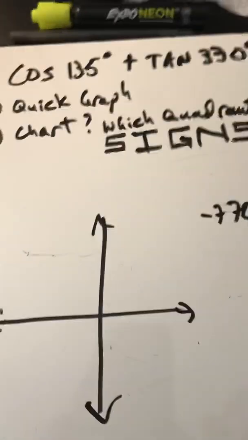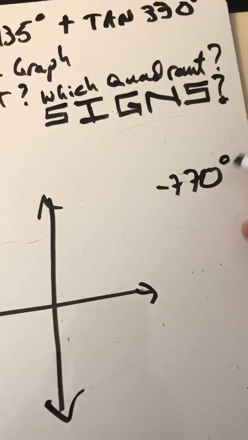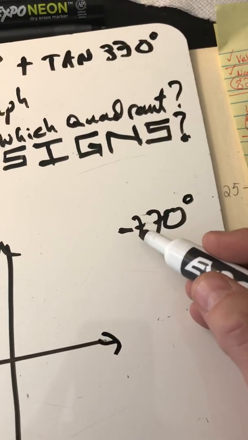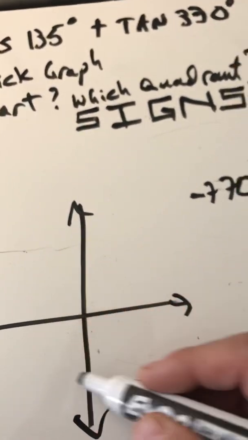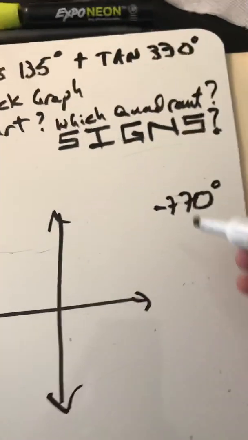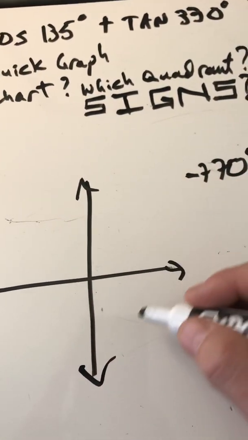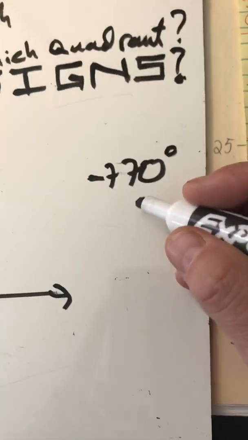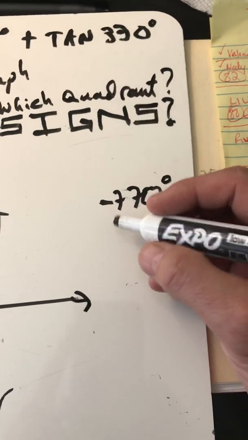Okay, now, angles greater than 360. For instance, let's start with this. Negative 770. This is not a positive angle, but for positive angles, usually we start from here and go counterclockwise around to figure out where we end up. For negative angles, we start here and go clockwise. That's a negative angle, okay? And this one happens to be more than 360, which means we're going around the circle at least once.